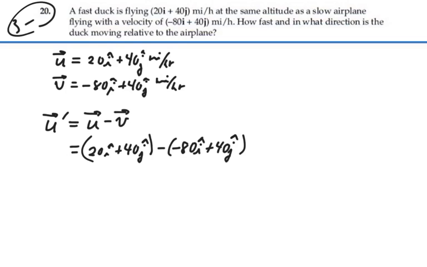40 J minus 40 J is going to give us 0. And 20 I minus negative 80 I will give us 100 I. So relative to the airplane, the duck is flying in the x direction at a speed of 100 miles per hour.